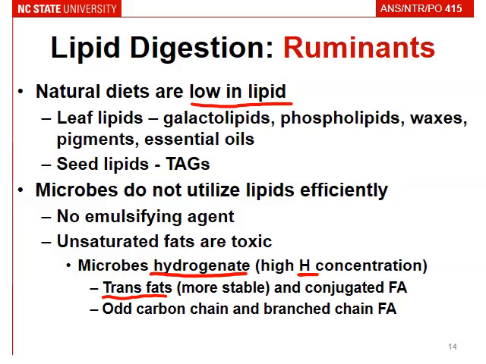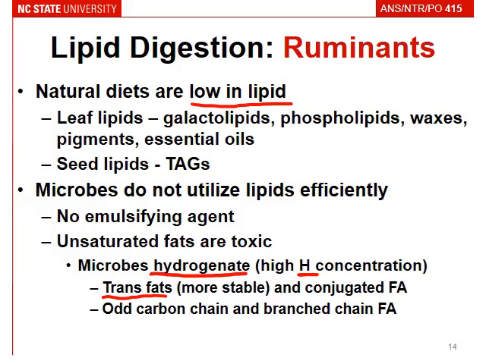So the fats within ruminants end up having more natural trans fats, and that's because that's coming from the microbes hydrogenating it. So this is where we get the conjugated linoleic acid, or CLA. So our conjugated fatty acids are coming from this hydrogenation.